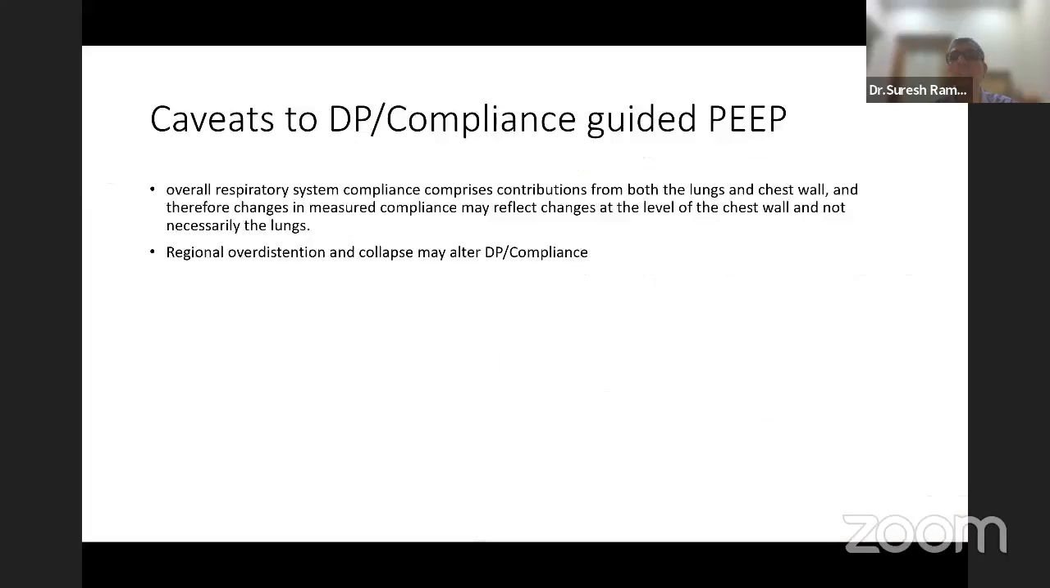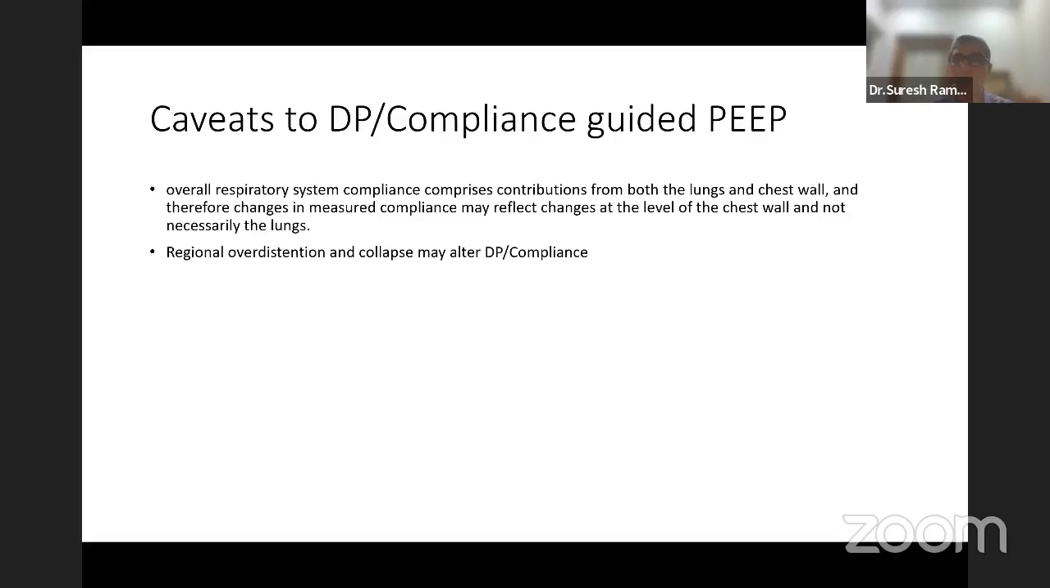There are other caveats. As I said, the compliance is not only from the lungs, but also from the chest wall, and changes in measured compliance may reflect changes at the level of the chest wall and may not necessarily reflect changes at the level of the lungs. We have to be careful. And then regional over-distension and regional deflation may not alter the DP. You might think that DP is getting better or compliance has remained the same, but that is because certain areas which were previously collapsed are now distended, and previously distended areas are now over-distended. So you might again become neutral. It's like when you have emphysema and fibrosis together, your pulmonary function test can be normal, isn't it? So it's something similar, where regional over-distension and collapse may alter the DP and compliance.